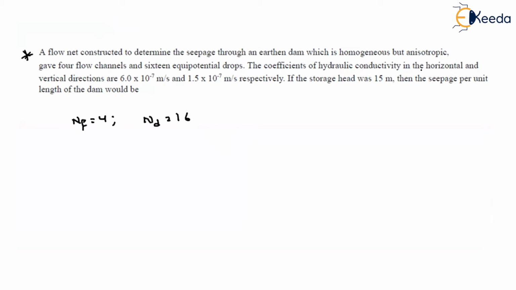The coefficient of hydraulic conductivity in the horizontal direction. Hydraulic conductivity is nothing but permeability along horizontal. How much is it given? 0.6 into 10 power minus 7 meter per second. Along the vertical direction, how much is it given? 1.5 into 10 power minus 7 meter per second. So what we have to find?